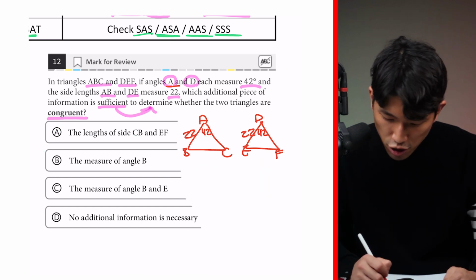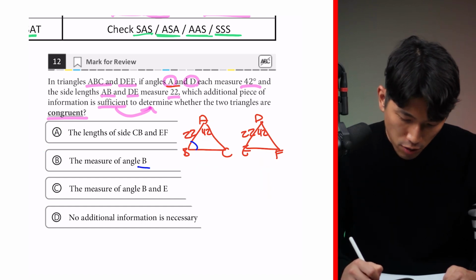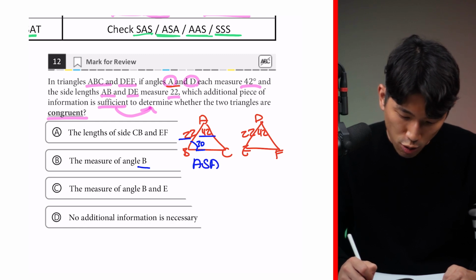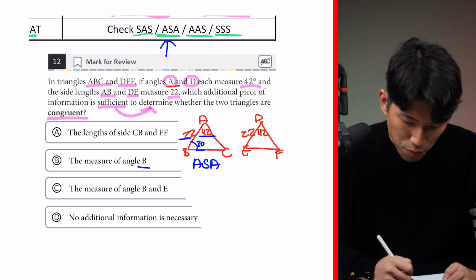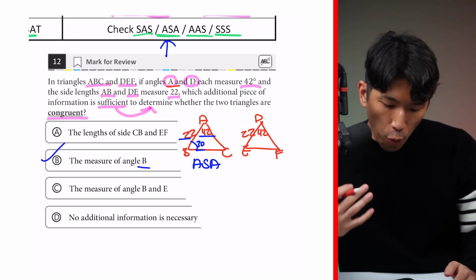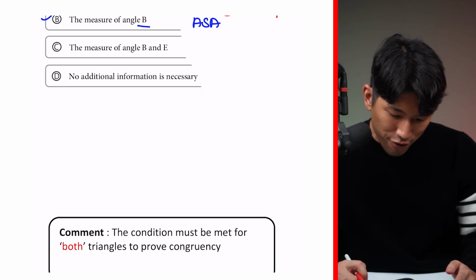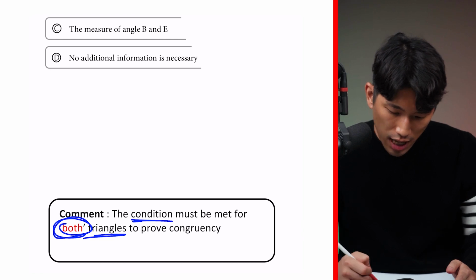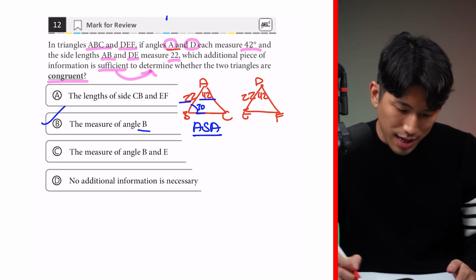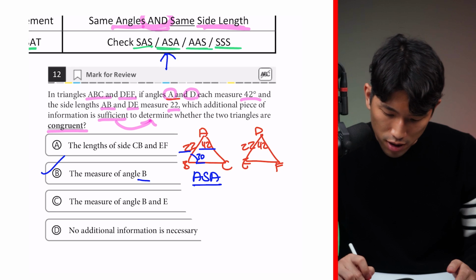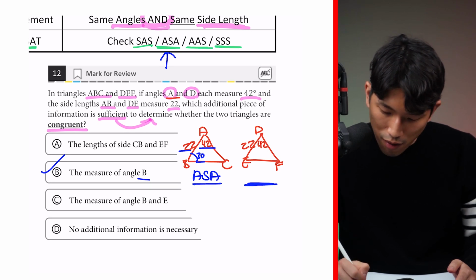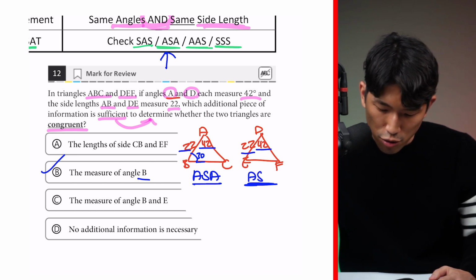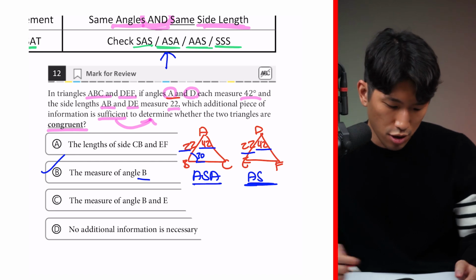Let's look at choice B. Let's say you know the measure of angle B over here, okay? So let's say this was like 30 degrees. Then you have angle, side, angle. And that is one of them, right? So B has to be the answer, right? Well, here's the thing. When it comes to proving congruency, you have to make sure that you can prove the condition for both of the triangles. And the condition was angle, side, angle. We have to know angle, side, angle for this triangle and also the next triangle. But for the second one, we only know angle, side, and we don't know what the third one is. And as a result, that's not enough to prove congruency. So choice B is going to be out.